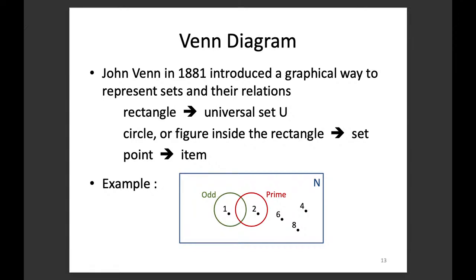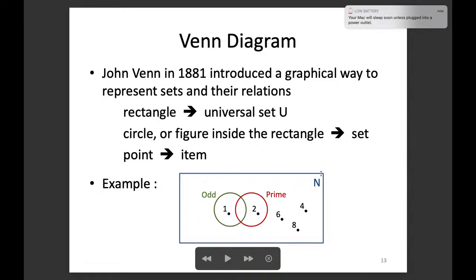The next one is something that we call a Venn diagram. The Venn diagram was introduced in 1881 by mathematician John Venn, and he used a graphical representation to talk about the relationship between different sets. Usually we will use a rectangle to represent the set that contains all the items that we are interested in. So for instance, let's say this rectangle, I give a label N here. This represents the set of all the natural numbers, all the positive integers.